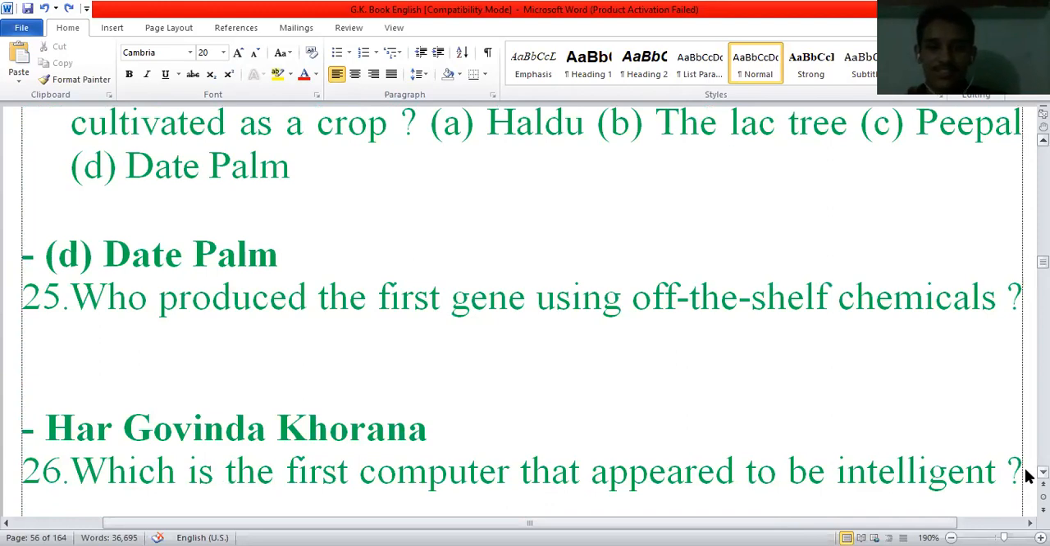Question number 26 goes for Upendra Bania. Which is the first computer that appeared to be intelligent?